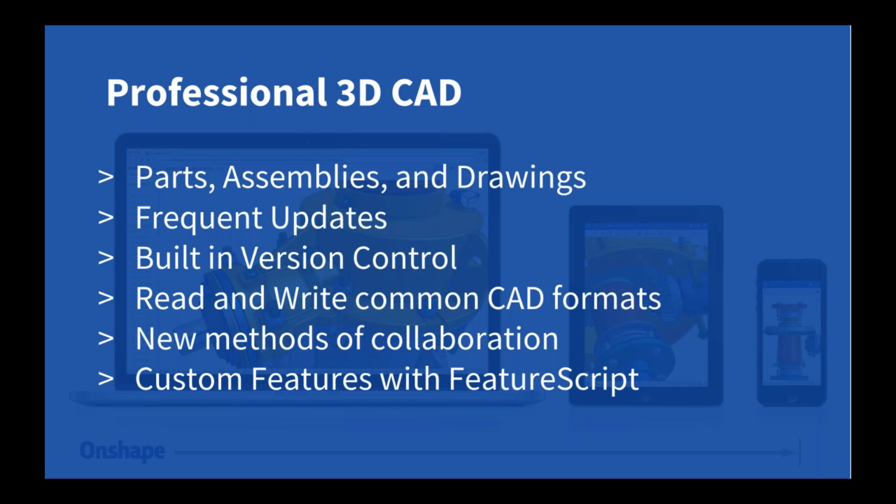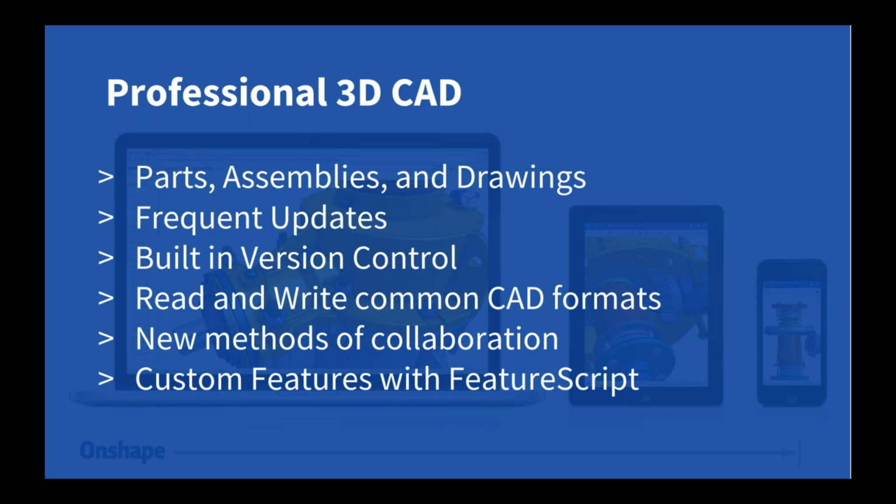So you're not sending files back and forth. If you want to work with someone else, you work on the same model at the same time. If they make a change, you instantly see it update. So real-time collaboration between multiple users. So again, entirely new methods of collaboration: real-time collaboration on the model, things like integrated comments, follow mode. There's a lot of built-in tools that make collaboration really unique in Onshape.